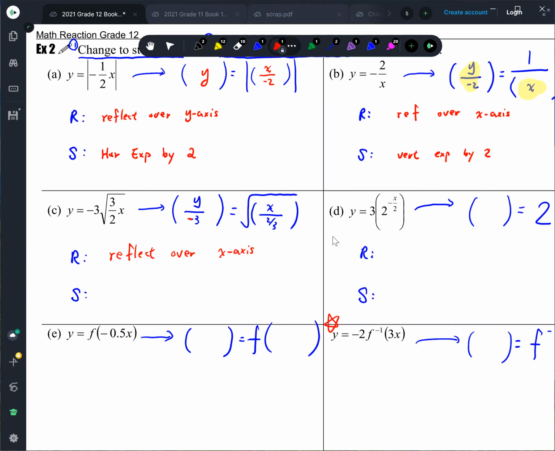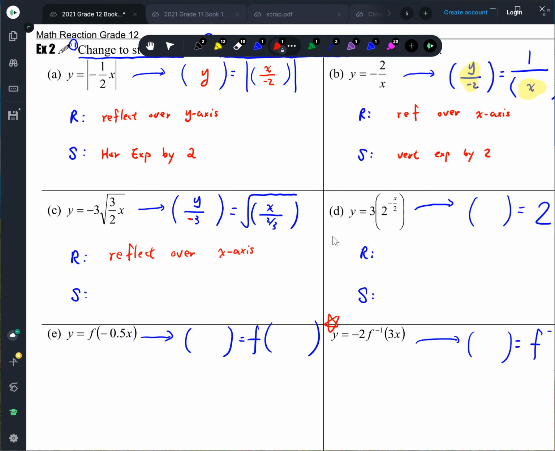And then under x, horizontal. Under y, vertical. Greater than 1, expand. Less than 1, compress. I hope these sentences will keep ringing even after class, when you are dreaming, when you're sleeping. Okay, S, stretching, shrinking.